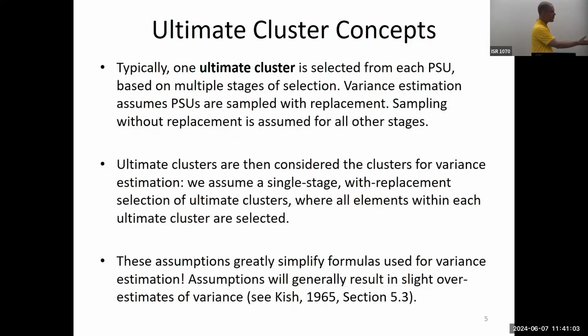So the assumption that we're making is we have a single stage with replacement selection of these ultimate clusters, and we take every element from within that one ultimate cluster, all 4. Okay? It's the same essential information, but it's just a different assumption that we make to allow for variance estimation. Okay? Rather than worrying about the multiple stages and so forth. Everything's kind of rolled up. Now, these are assumptions. They greatly simplify the formulas that we ultimately use for variance estimation. They make computation more straightforward, which is part of the whole idea.